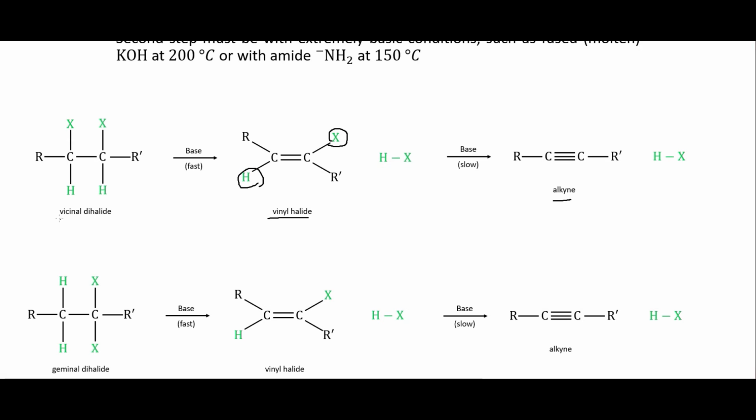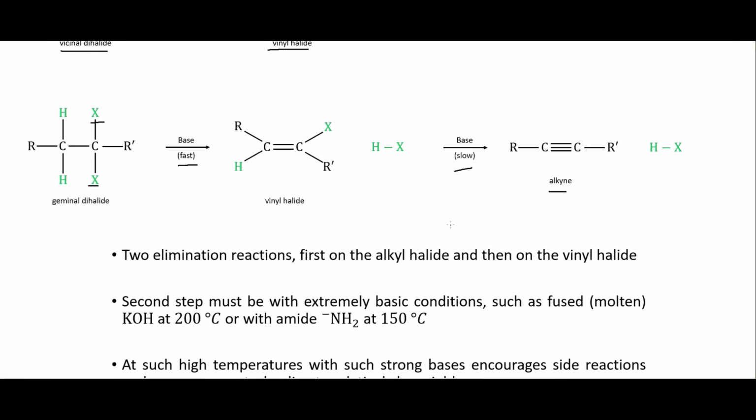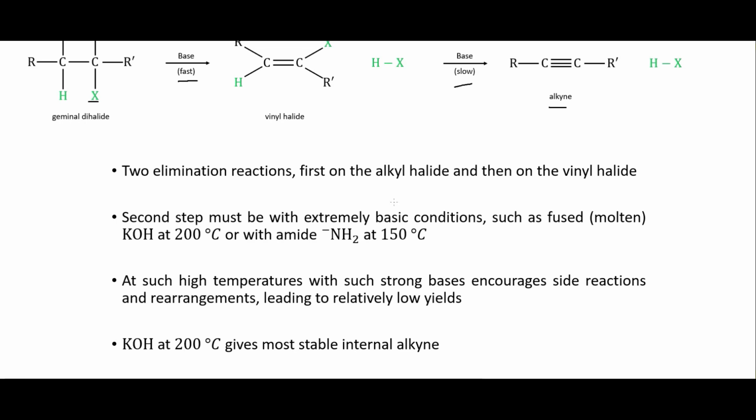And we see we can do this with the vicinal dihalides, so the halides are on neighboring carbons, but we can also do it on a geminal halide, so that the halides are on the same carbon here. And in both cases, we can end up with these alkynes like this. And we see that this first step is going to be fast, so this can happen fairly fast. Then the second step is going to be slow. And so we're going to need some pretty harsh conditions to do that second step. So like I said, there are two elimination reactions going on here. The first on the alkyl halide to get the vinyl halide, so forming that double bond.